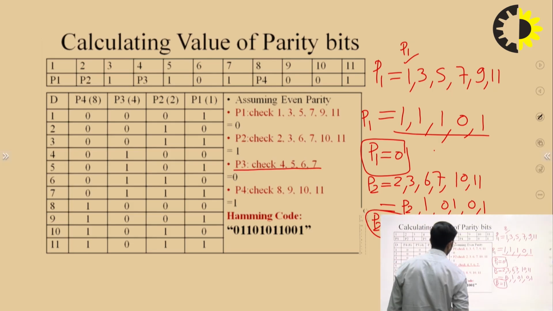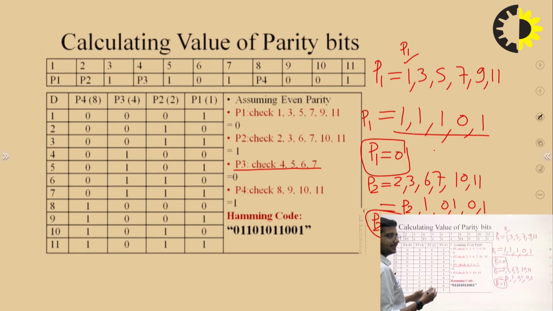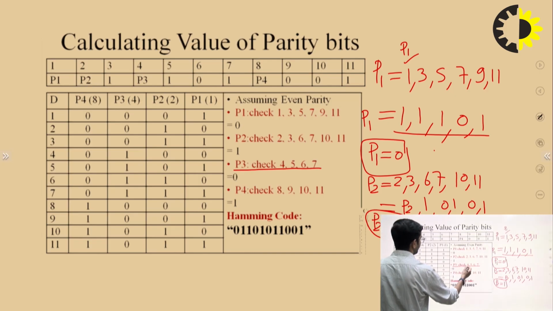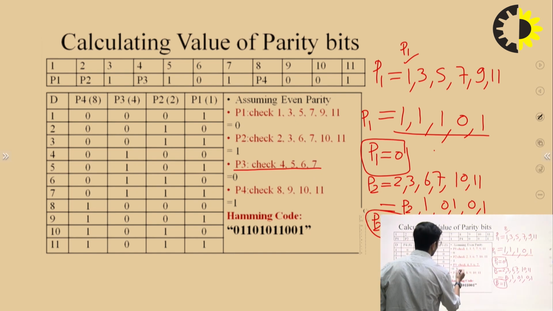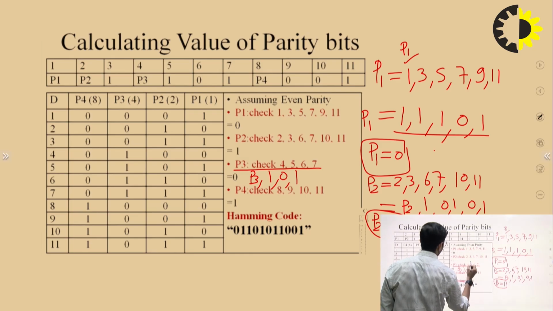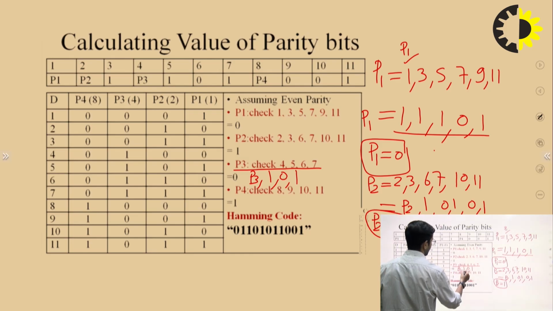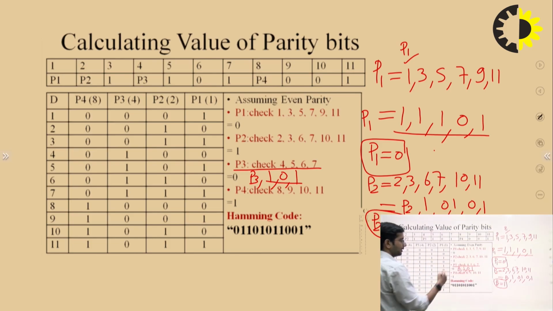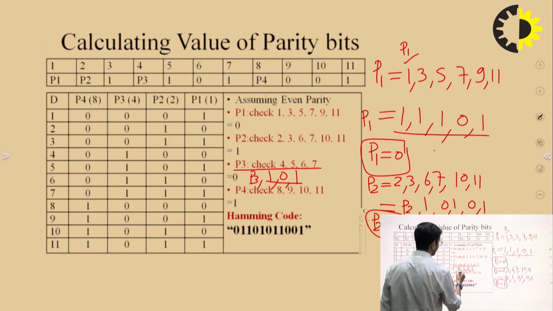For P3, we have to take 3 bits and skip 3 bits. So for P3 we will take 4, 5, 6 and 7 and skip 8, 9, 10. For P3 we have 4, 5, 6, 7, where 4 is P3. At 5 we have 1, at 6 we have 0, at 7 we have 1. As we can observe, there are 2 ones already placed. That means this is already in even parity form. So the value of P3 should be 0.